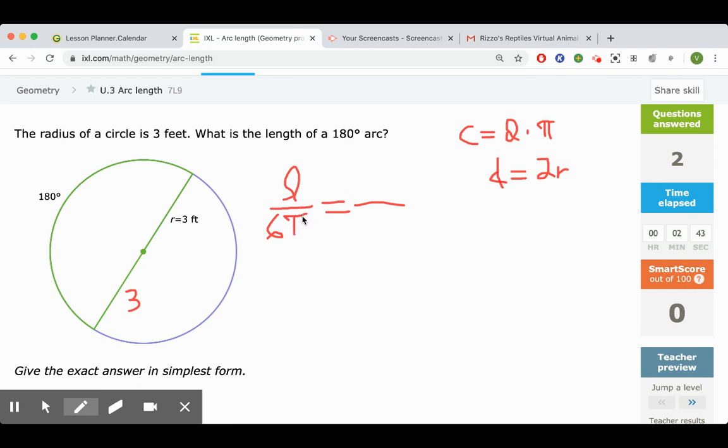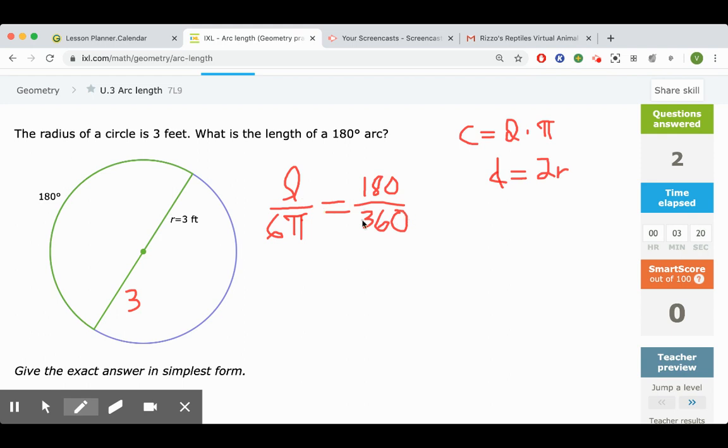Now the other ratio or fraction here deals with the measure of the arc in degrees. They said this arc's measure is 180 degrees. And that's out of the total number of degrees in a circle, which you should know is 360. Okay? So now we have the proportion. Okay? So you have to cross multiply it.